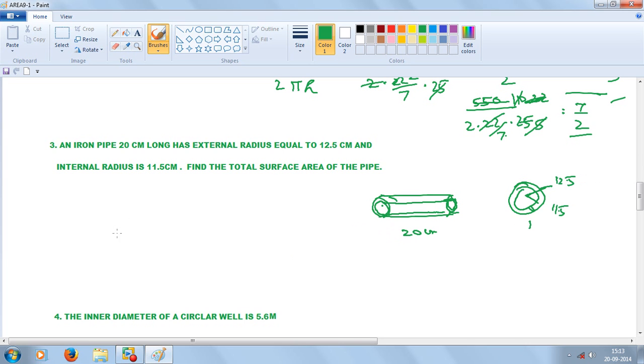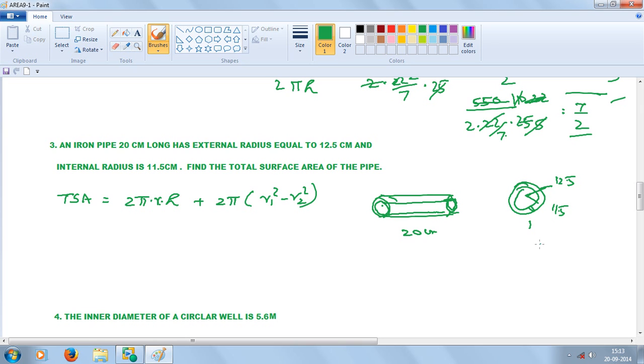So how will we go about this problem? We have to find the total surface area, which is equal to 2 pi r h, where r is the outer radius, plus 2 pi into r1 square minus r2 square. Why is it like this, r1 square minus r2 square?